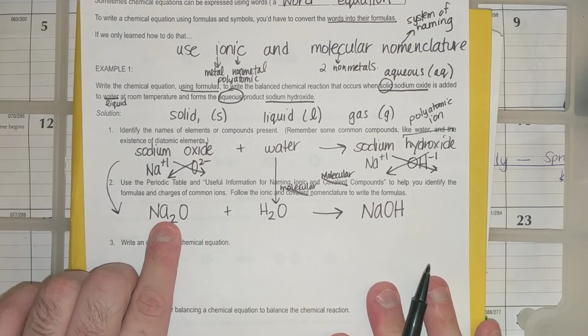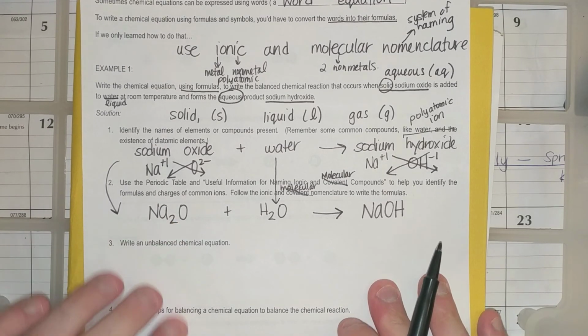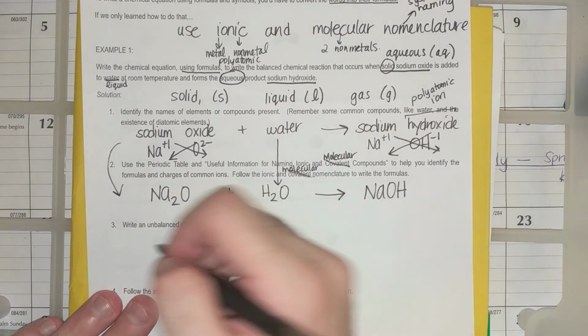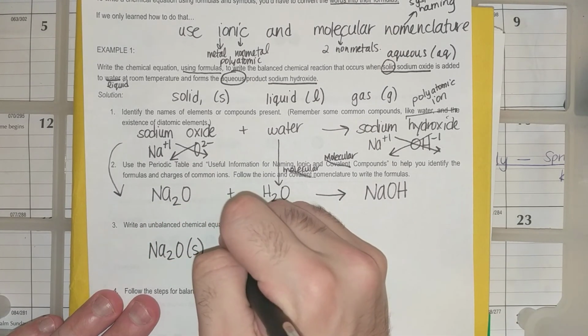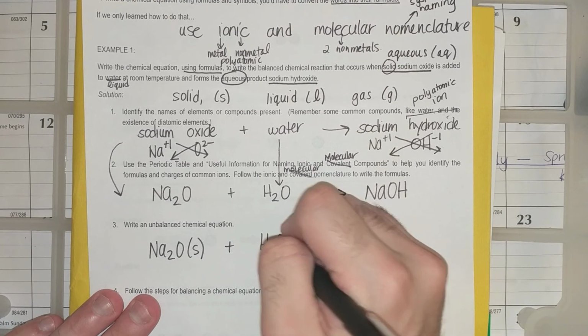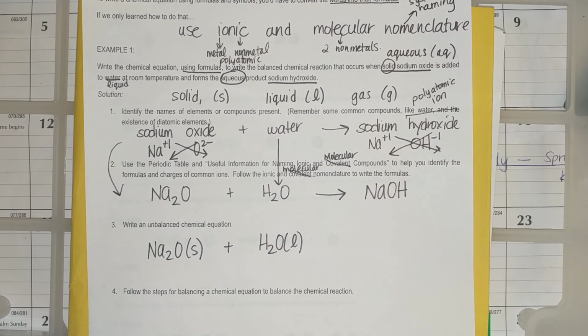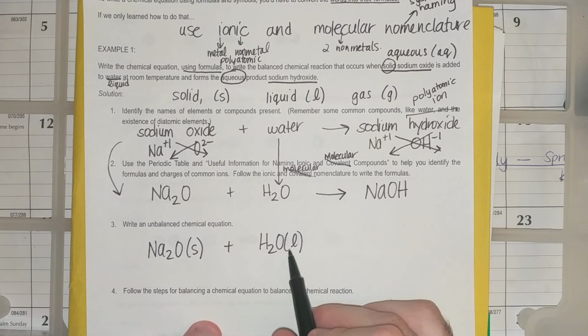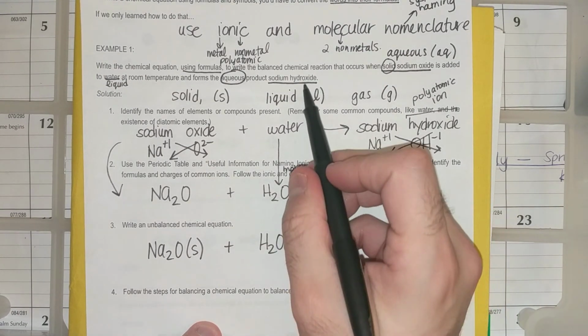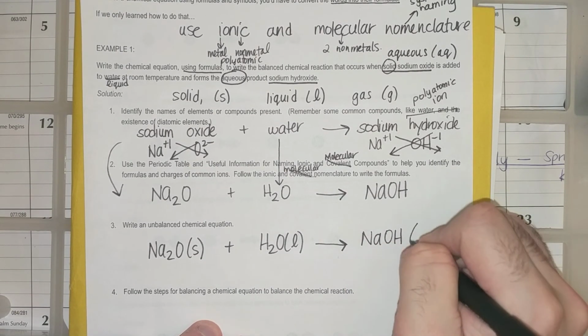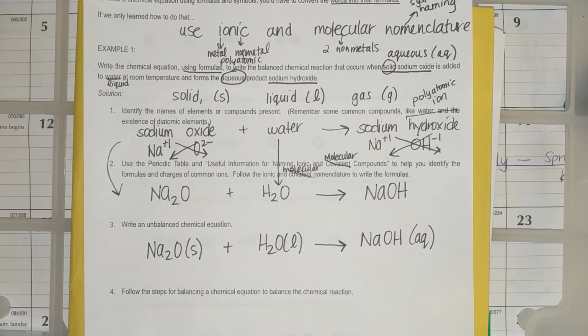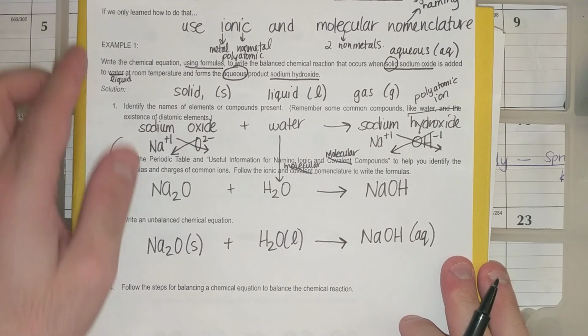Now it says solid sodium oxide. So I'm going to do Na2O, solid, plus water is a liquid. So H2O liquid. We should know that water at room temperature should be liquid. And then sodium hydroxide, in the problem it said it was aqueous. So NaOH. So that's the unbalanced chemical equation.